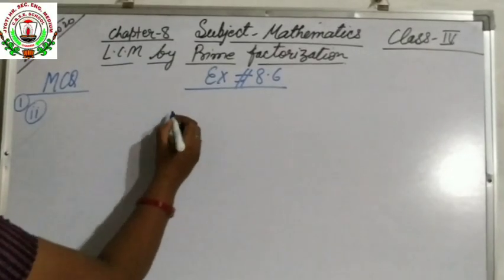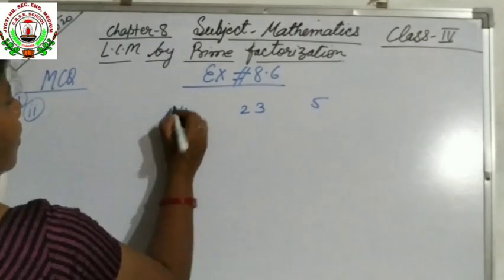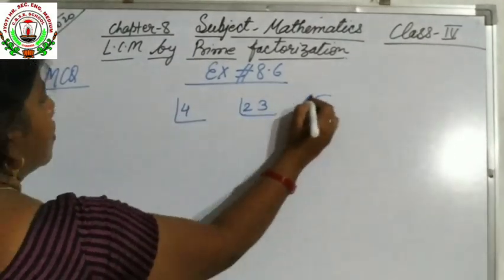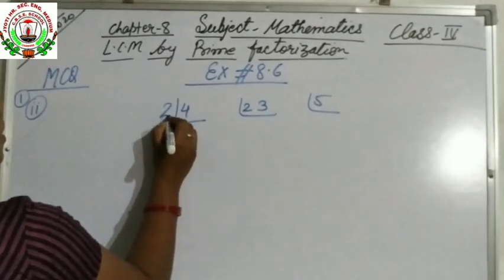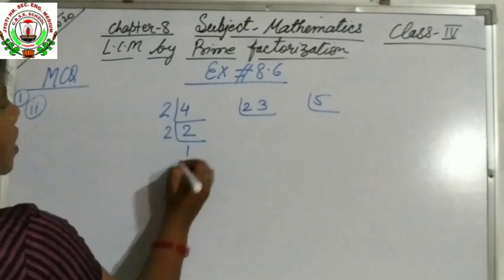question number 2. Find the LCM of 4, 23 and 5. 3 numbers are here, 4, 23 and 5. So here, first we will find out the prime factors. 4 is divisible by 2. 2 twos are 4. Then 2 ones are 2.